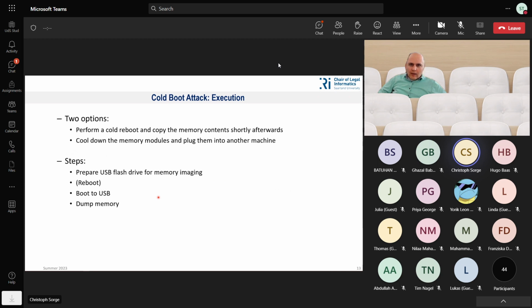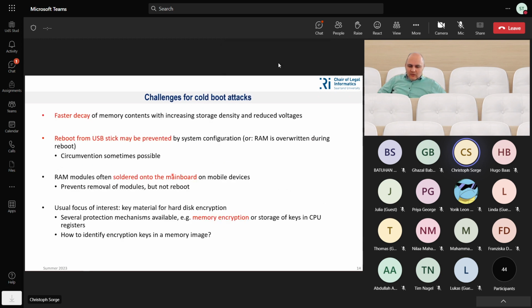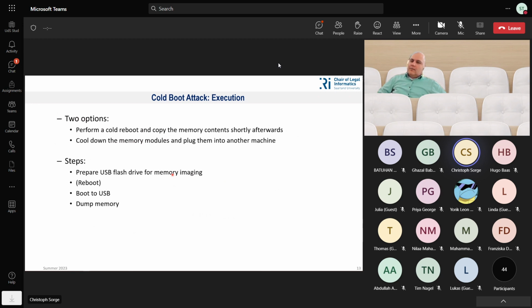Now, as I just mentioned, we can perform a reboot and copy the memory content shortly after the reboot. And secondly, we could cool down the memory modules and plug them into another machine. For the first version, basically, you would boot from a USB flash drive and then do the memory dump. And for the second option, you need to remove the memory modules. Now, I briefly showed you a list of challenges of cold boot attacks, but maybe if you haven't really looked through that yet, you might try to come up with some ideas of your own why that might be challenging.